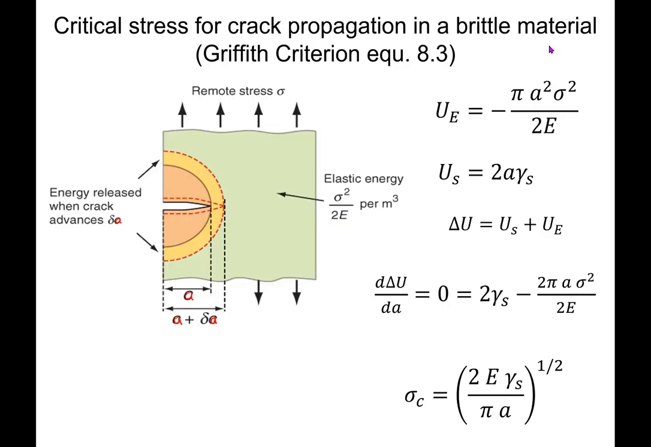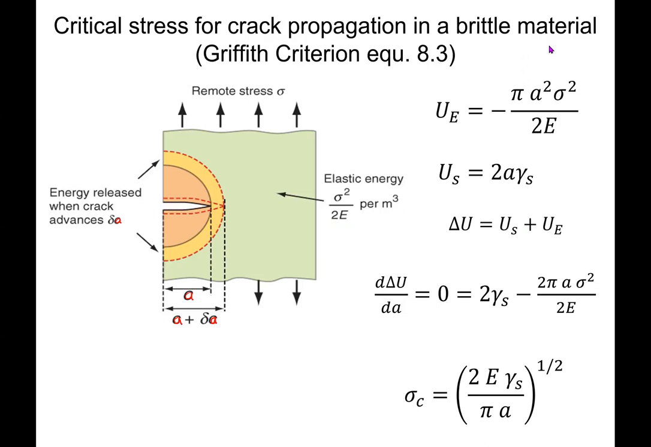Continue on with chapter 8, and we'll start talking about fracture mechanics. All right, so let's first go ahead and take a look at brittle fracture and the Griffith criterion, which is equation 8.3 in your text.